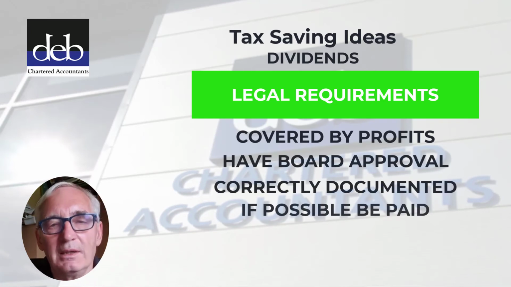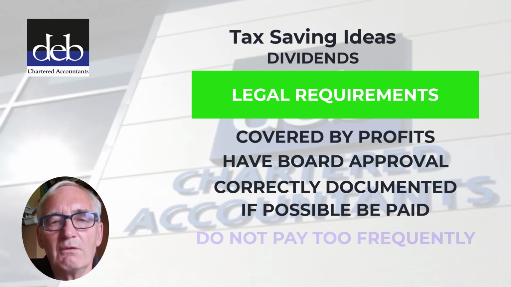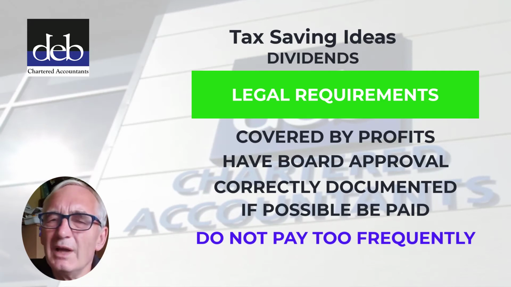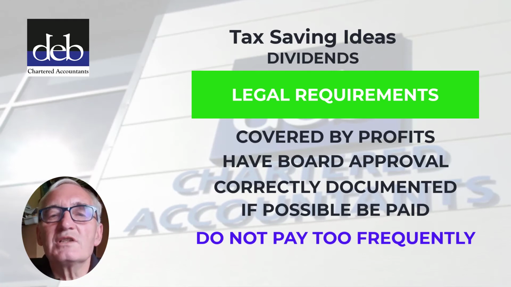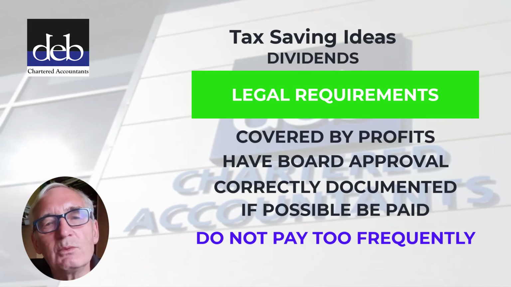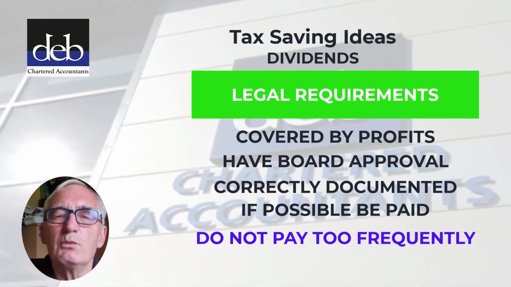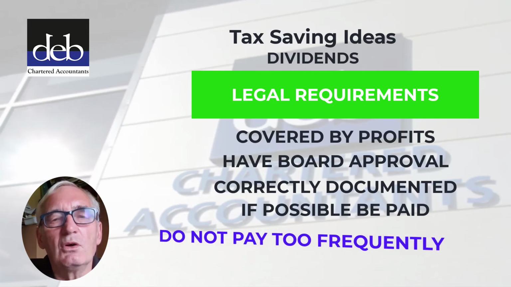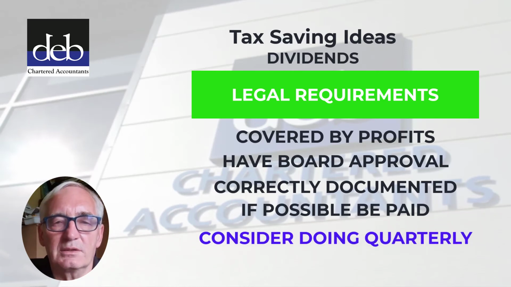and preferably paid. Given all these requirements, it's evident that payment of over-frequent dividends could cast doubt that all these requirements have been complied with. For example, does it seem reasonable that a board meeting is held each and every week to support dividends that are supposedly paid weekly? For this reason, we recommend that dividends should be done on something like a quarterly basis.